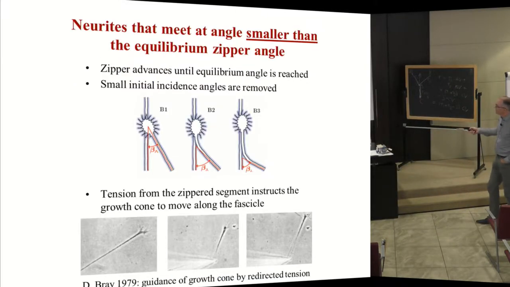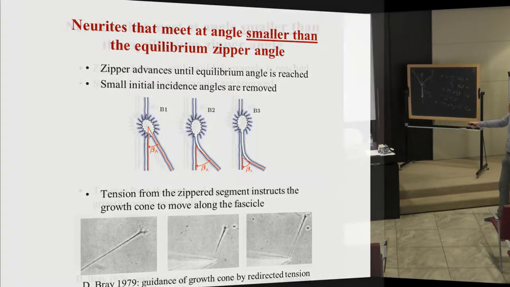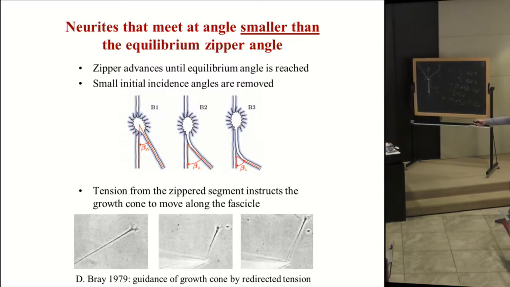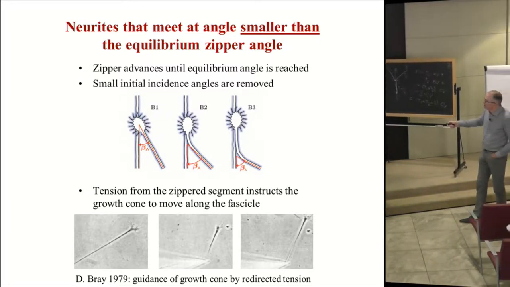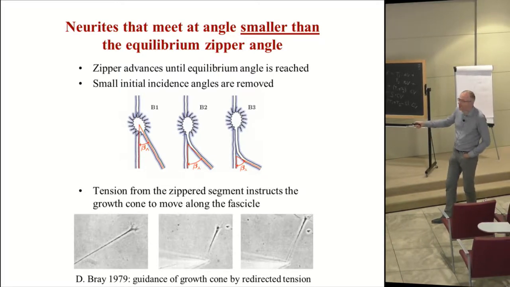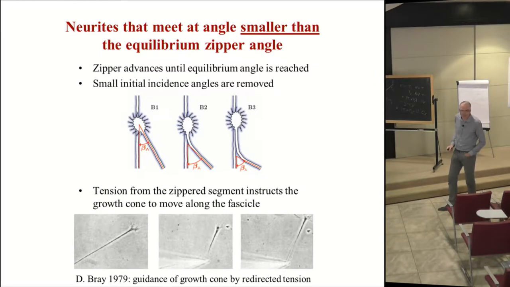So the scheme is like this. You have a growth cone that encounters an axon, and if this meeting angle is smaller than this equilibrium zipper angle that I defined before, then automatically a zippered segment will be formed, and it will advance until it reaches the equilibrium zipper angle. So you have an automatic mechanism through which you remove sharp contact angles from the system.